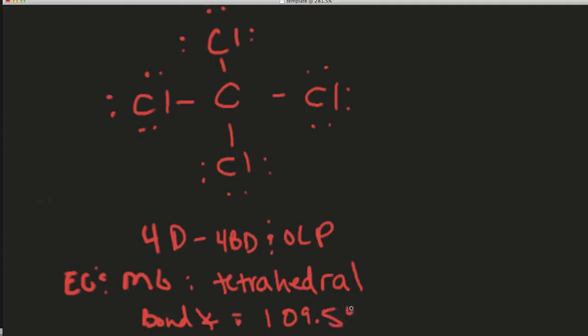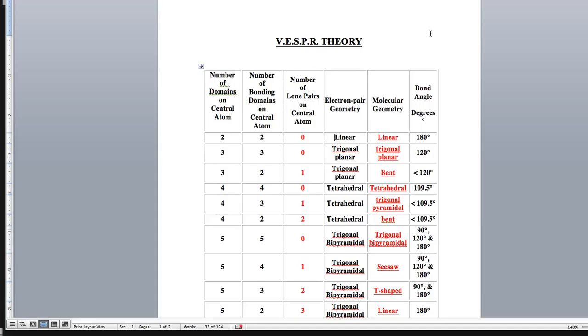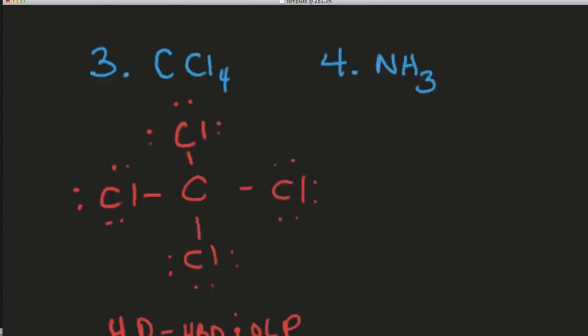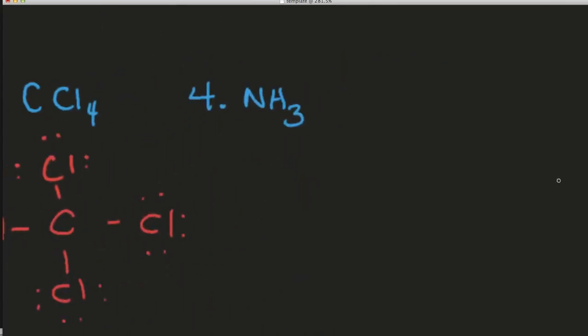That's something you have to memorize anytime we have tetrahedral. The bond angle right there is 109.5. Alright? Hope you're getting the hang of this. Let's do one more of the basic ones. They get a lot more complex.